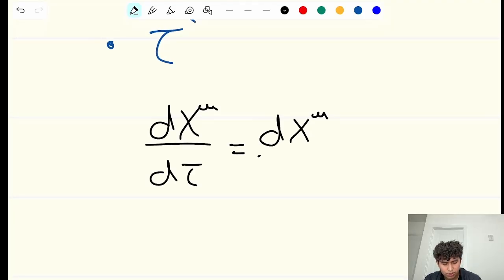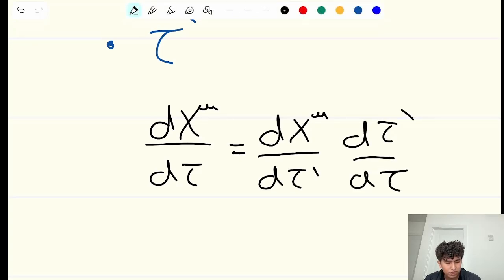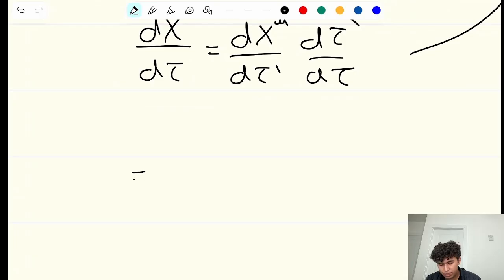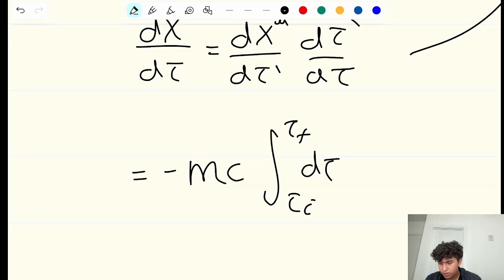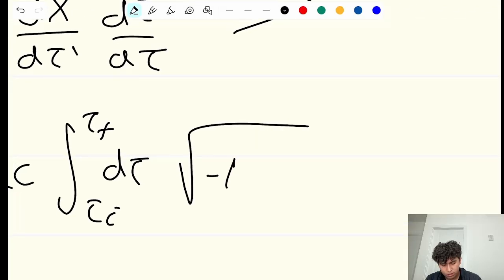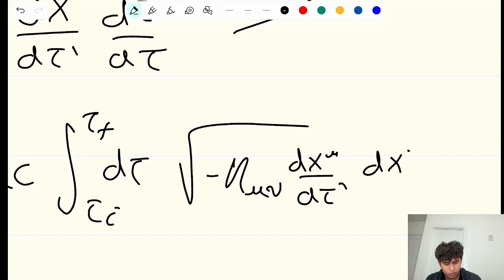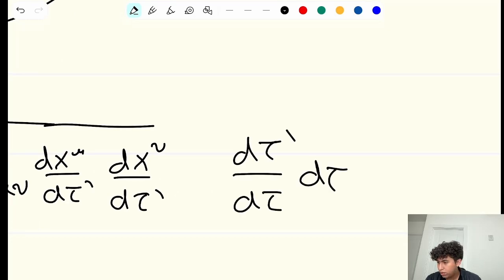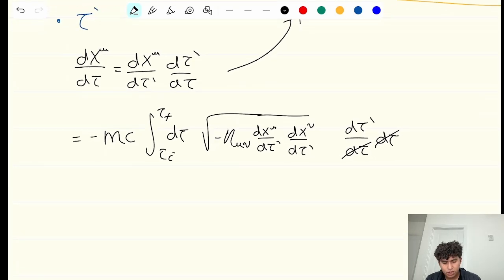The chain rule is just going to give us d tau prime, d tau prime, d tau. This makes sense because we just cancel. Okay, so then we can substitute this here and show that this is indeed invariant. So let us substitute d tau, nu dx mu d tau prime dx nu, d tau prime d tau prime d tau. And you can cancel these two terms.